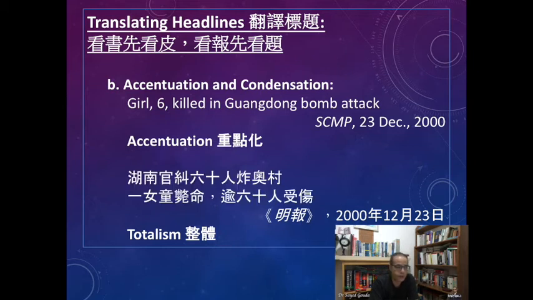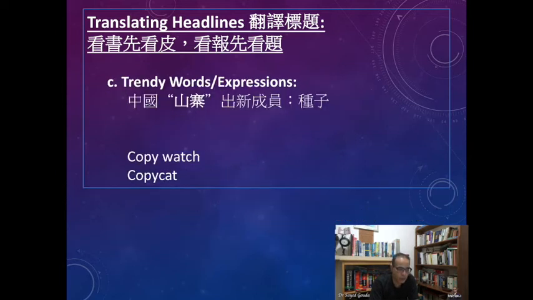Another example is using trendy words and expressions. For example, look at this title in Chinese. The word here literally means cottage, but you cannot translate it in this way because in Chinese, even though literally it means cottage, it means any fake, any counterfeit, any copy, like a copy watch, any copycat. So this headline you need to translate as "Counterfeit seeds appear."